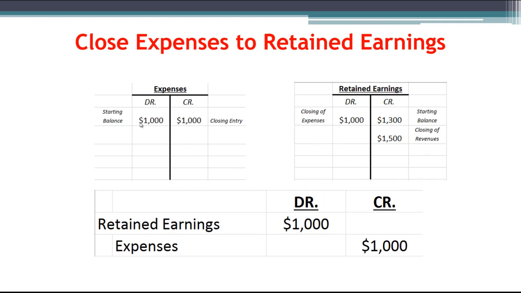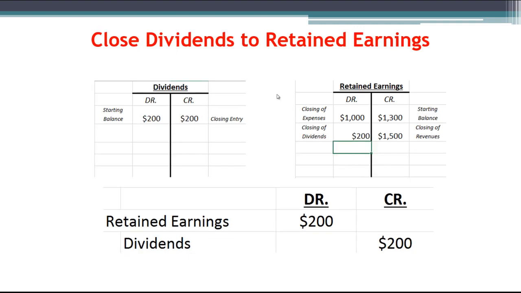Expenses, they have a debit balance to start with, so we have to credit it for $1,000 to close it. Credit expenses for $1,000, and the debit, of course, goes to retained earnings, which again essentially moves this debit balance for expenses over to become a debit in retained earnings. Dividends have the same basic journal entry. They start with a debit, so we have to credit dividends to close it. Credit dividends for $200, and we debit retained earnings for $200 for the other side of that entry.